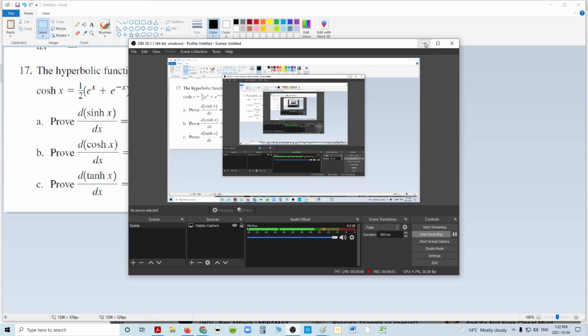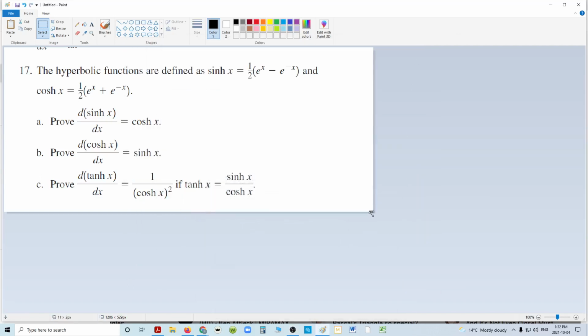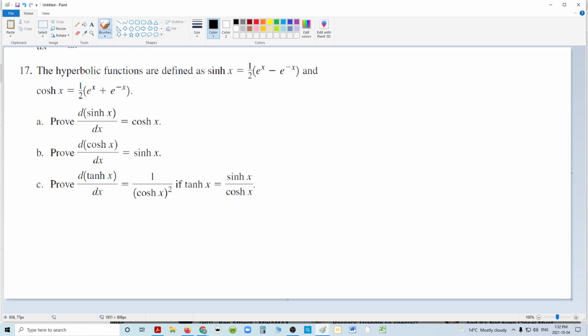Okay, I'm going to start 5.2, which is all about the derivative of exponential functions. But before I do, I want to revisit this question, which is surprisingly easier than I thought. First, they tell you the cosh x and the sinh x of a hyperbolic function. So this is true.